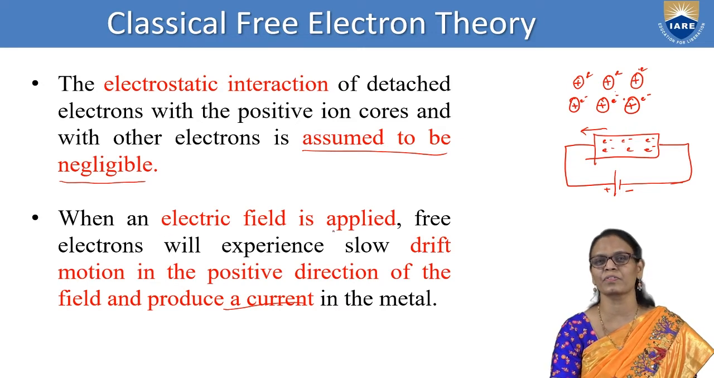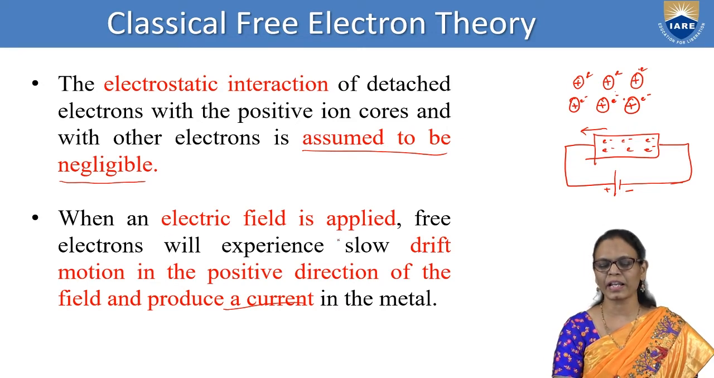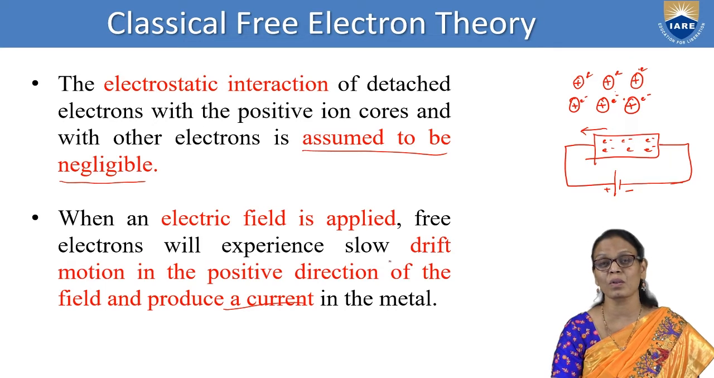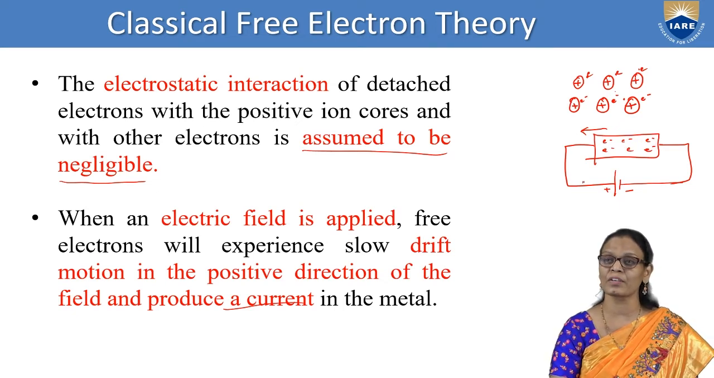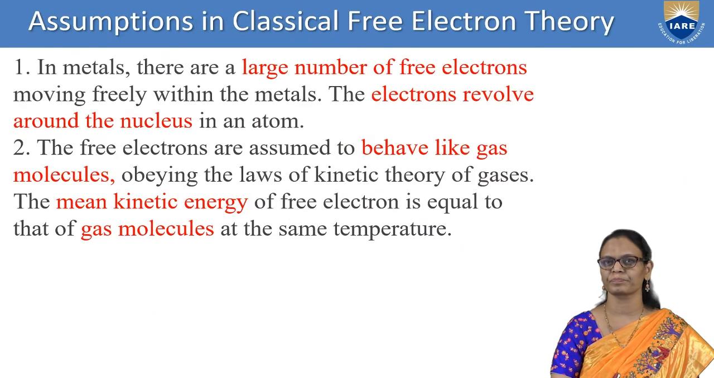So when an electric field is applied, the free electrons will experience slow drift motion in the positive direction because of the opposite charges. These electrons are considered to be negatively charged, so they will drift towards the positive. When they are drifting, the motion of these electrons will produce the current in the metal. This is the explanation that was given by free electron theory.